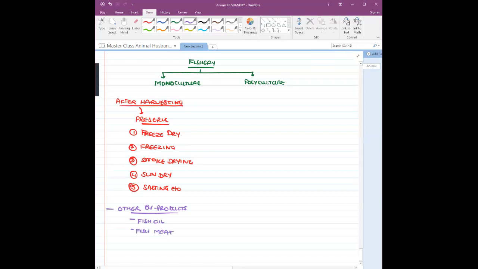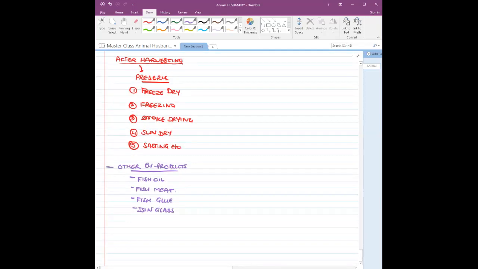Then we have fish meat, which is also very important. Whatever you cannot use, the leftover parts, can be converted into manure, which is once again very important. Then, as I said, we have fish glue, and we also have isinglass. What is isinglass? Basically, it is a compound we obtain from fish, and it is generally used in paints, soaps, etc.